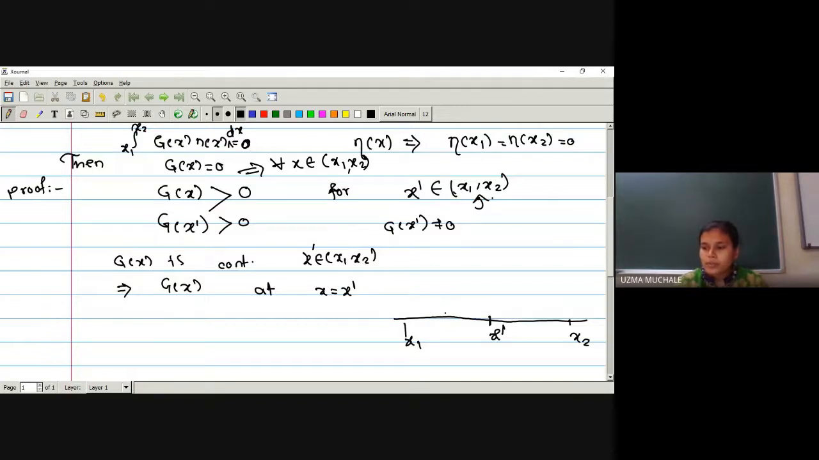So we will assume that there exists some neighborhood. What is the neighborhood for x dash? Let us select this as x1 dash, and here it is x2 dash. So this is a neighborhood for x dash, right?